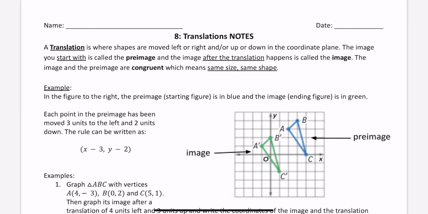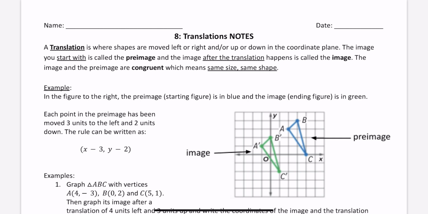Okay? The image that you start with is what we call the pre-image, and then the image after translation, so after we move it, is called the image. The image and the pre-image are congruent, which means they are the same size and the same shape. So we're basically taking the same shape, duplicating it and moving it. So those are going to be exactly the same shape, same size, and so that means that they are going to be congruent. Okay? Let's do a quick example.